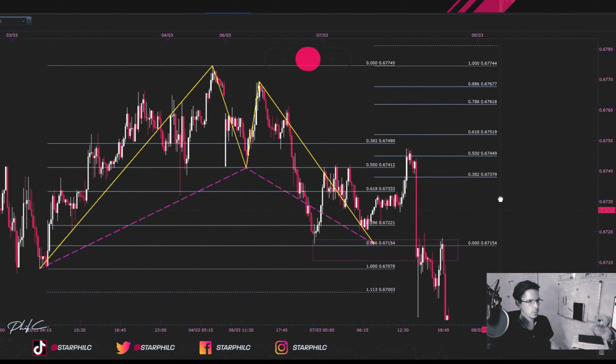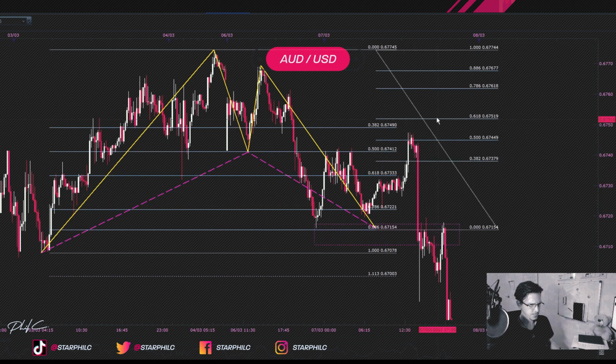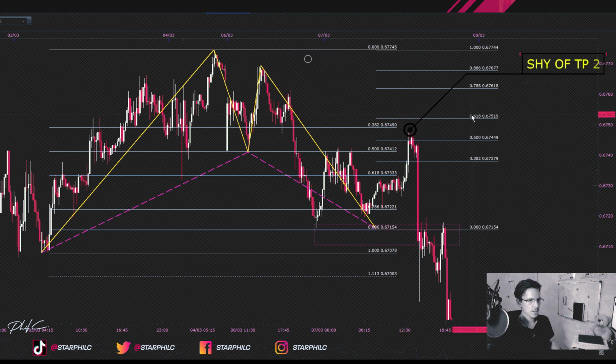This is another winning trade, Aussie dollar. Just shy of target 2s. Price action comes all the way up, just shy of target 2 here at the 618. Then the RBA cash rate comes out.